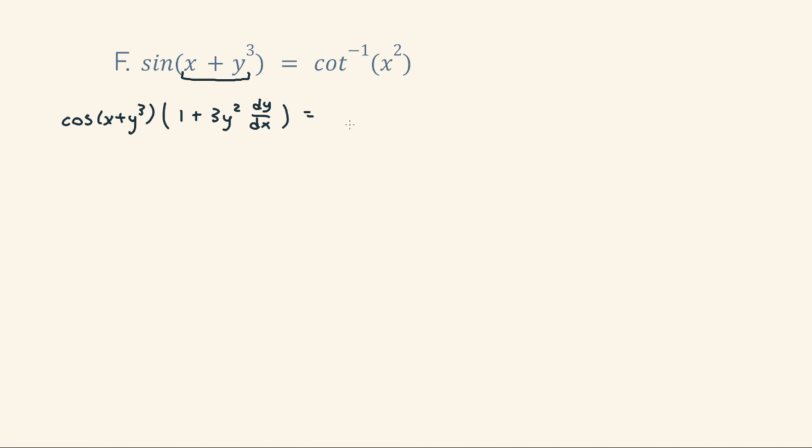And that's going to be equal to the derivative of the inverse cotangent of x squared. So minus 1 over 1 plus, and instead of x squared, I'm going to have x squared squared. The inside function stays as it is. And now we multiply by the derivative of the inside function, which is going to be 2x.